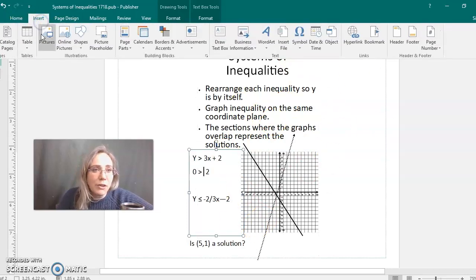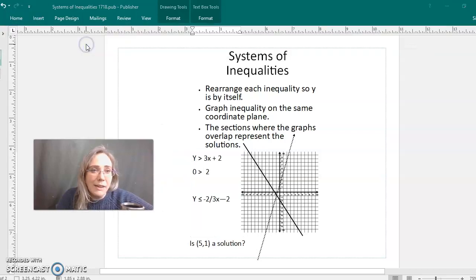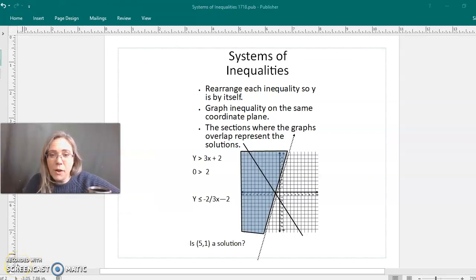Now, this program does not have a great way of doing that, so you're kind of going to have to bear with me. I'm going to pause it and add the shading, but it takes a minute. Okay, close enough. So I have the fill here where we would shade this side.